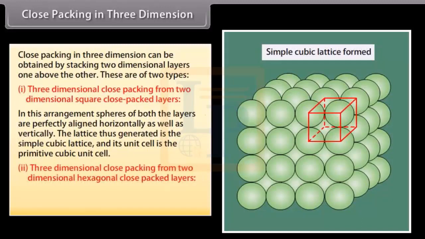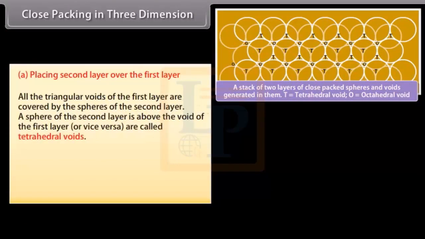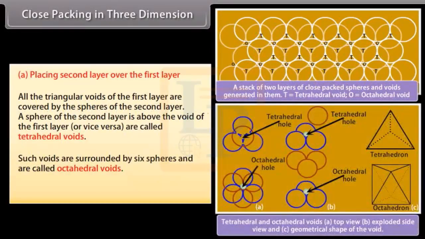3-dimensional close packing from the 2-dimensional hexagonal close packed layers. These can be generated by placing layers one over the other. A. Placing second layer over the first layer. All the triangular voids of the first layer are covered by the spheres of the second layer. A sphere of the second layer above the void of the first layer, or vice versa, forms tetrahedral voids. Such voids are surrounded by 6 spheres and are called octahedral voids.